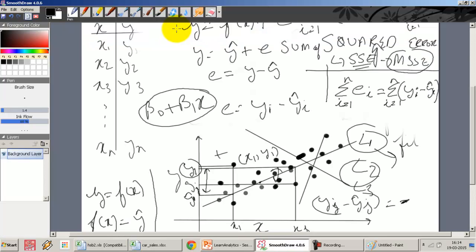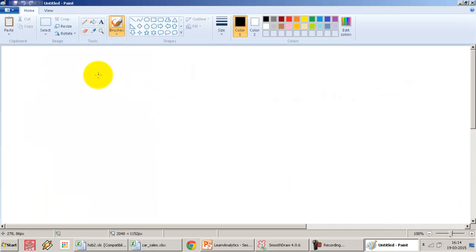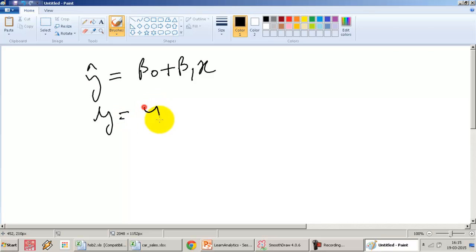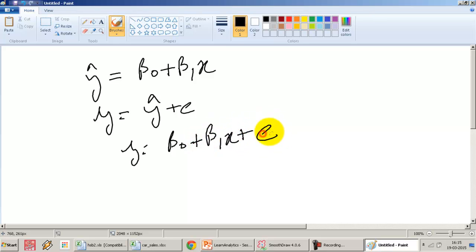So now I've got the regression formula of the line: beta naught plus beta 1x. So I know that y hat is now beta naught plus beta 1x, and y minus y hat is the error term. So therefore y becomes y hat plus the error term in the regression formula, or y simply becomes beta naught plus beta 1x plus the error term. So this is my regression formula over here.